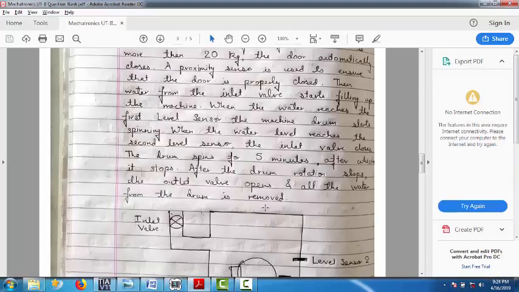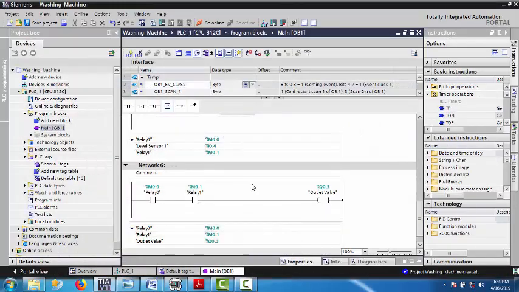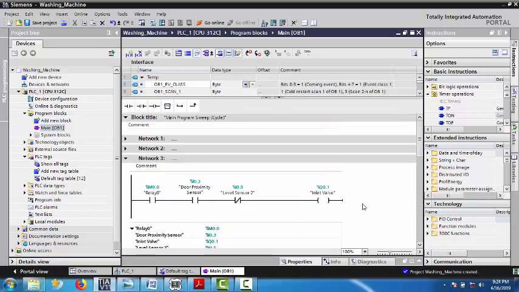Now in this question they haven't mentioned when exactly to turn off the outlet valve. They have said all the water, but the level sensor is placed over here and the outlet valve over here. So don't worry, it isn't necessary to close the outlet valve. Just leave it like this. It is fine. If some of you want, you can always place an NC of level sensor 1 over here. It is not at all necessary, but if you want, you can do this. So this is how the circuit will look.